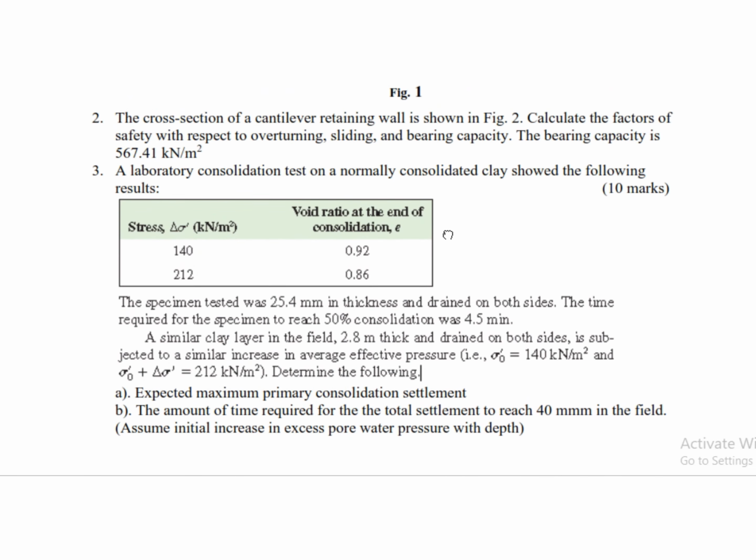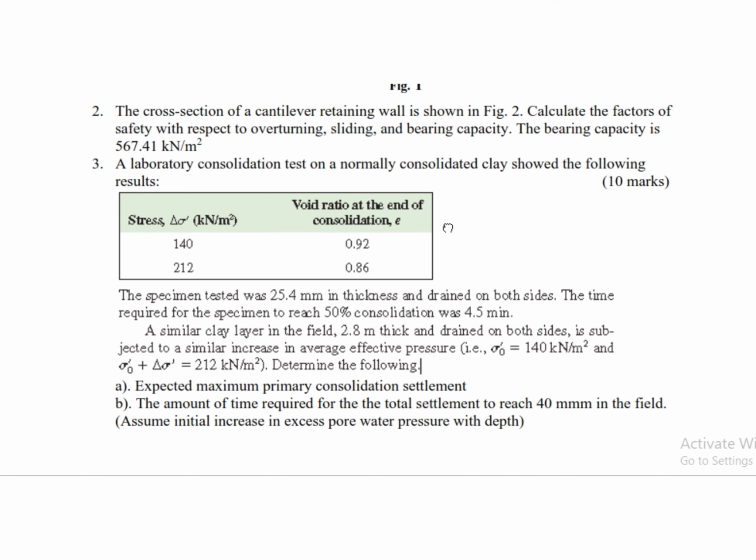Then finally, a laboratory consolidation test. This is question 3 on normally consolidated clay, which showed the following results. At 140, the void ratio is 0.92, at a stress of 212, 0.864. The specimen was 25.4 millimeter, this is 1 inch, thick, drained on both sides. The time required for the specimen to reach 50% consolidation was 4.5 minutes.